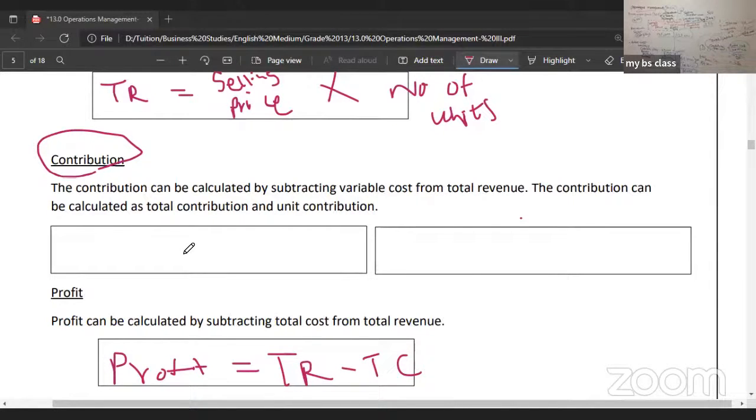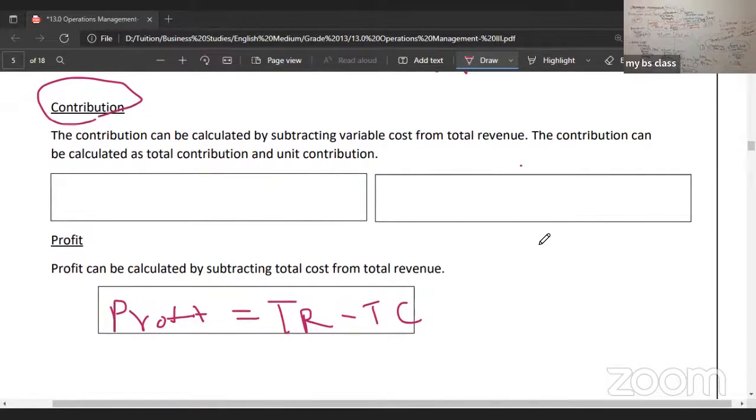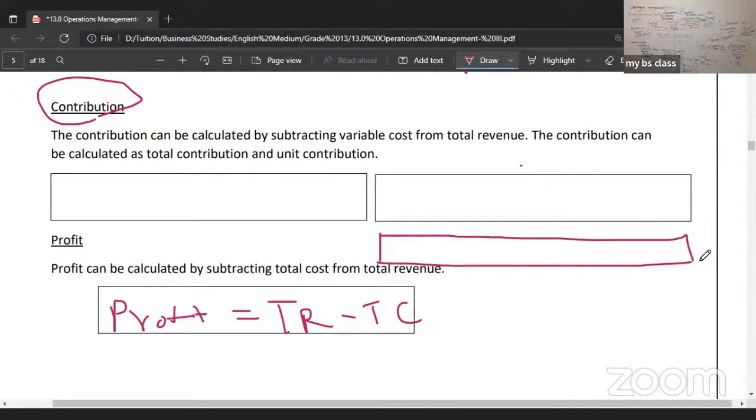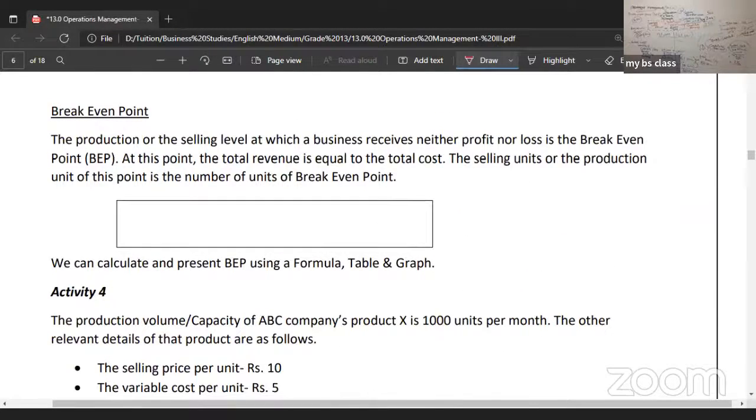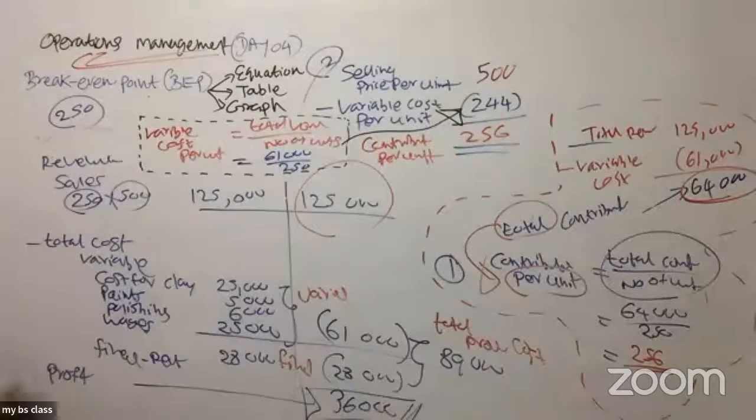Total contribution equals total revenue minus total variable cost. And again, in terms of calculating the contribution per unit, you have 2 methods. Method number 1 and method number 2. Right. So now we are coming to the break-even point calculation. Now, as you can see, there are 3 ways that we can do. 1, using an equation, table and graph. So first we'll be doing the equation. So how we can use an equation in order to calculate the break-even point.